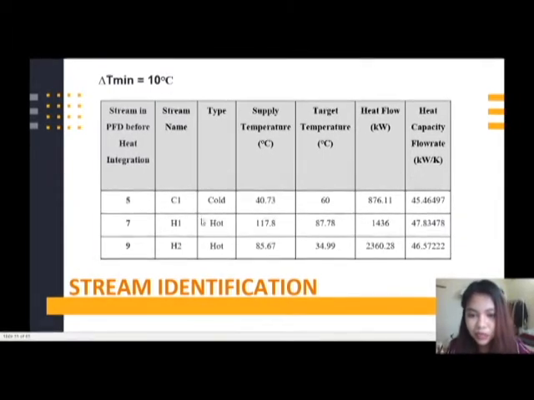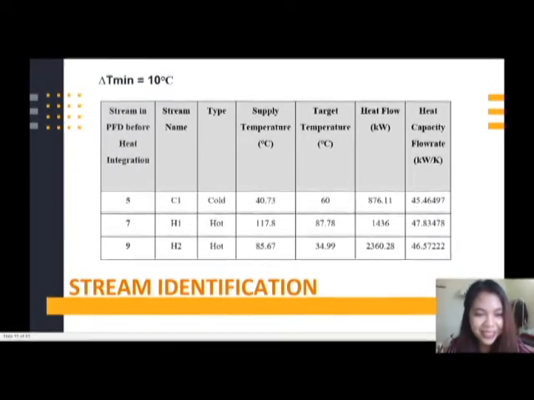The next one is the hot stream. We are required to reduce the temperature from 117.8 degrees Celsius to 87.78 degrees Celsius, and the heat flow is 1436 kilowatt, and the heat capacity flow rate is 47.83. And lastly is the hot stream, where we are required to reduce the temperature from 85.767 degrees Celsius to 34.99 degrees Celsius. The heat flow is 2360.28 kilowatt, and the heat capacity flow rate is 46.57.